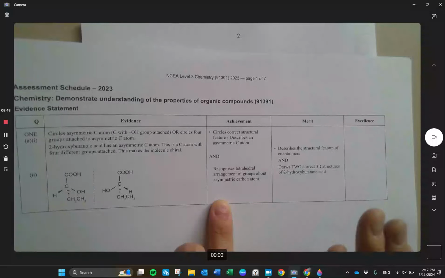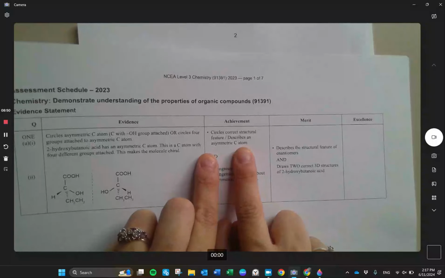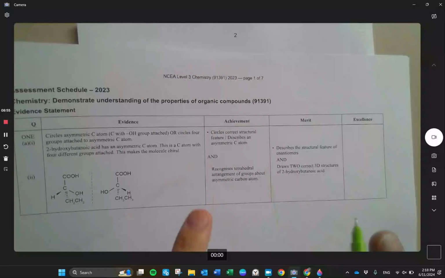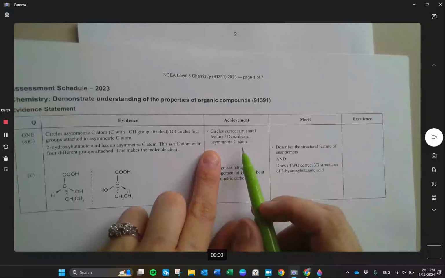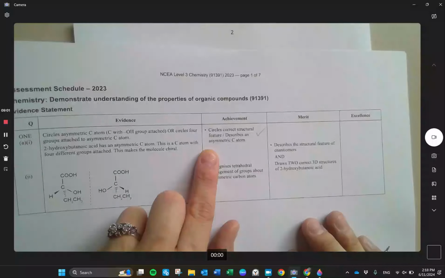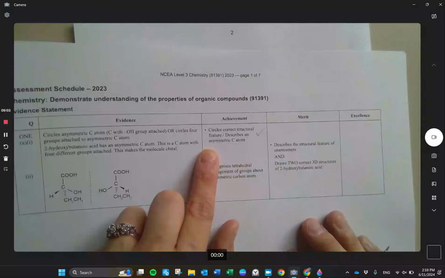But you're right. The first thing that we need to do for the achieved, and that's why I wanted to give you guys the marking schedule, is you see here for the achieved requirement, it says circle correct structure, describe asymmetric carbon, which you have done. Usually, back in the day, that would be enough for an achieved, but now they have an and.